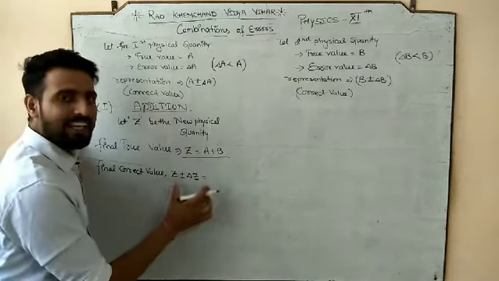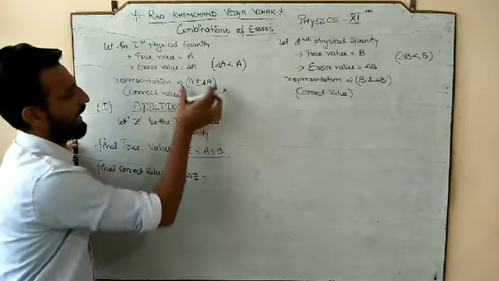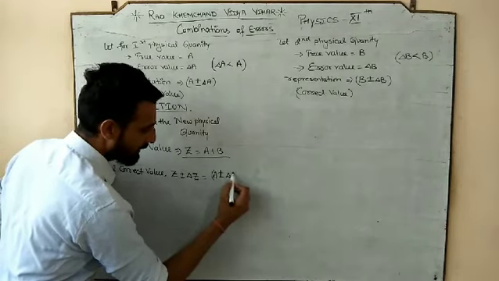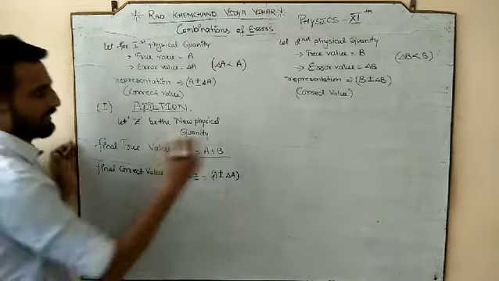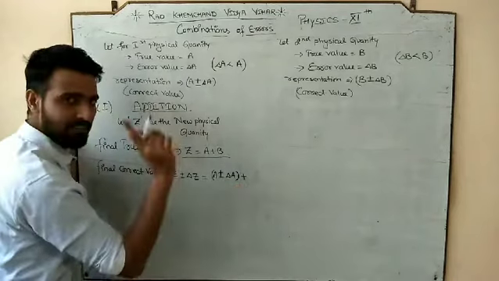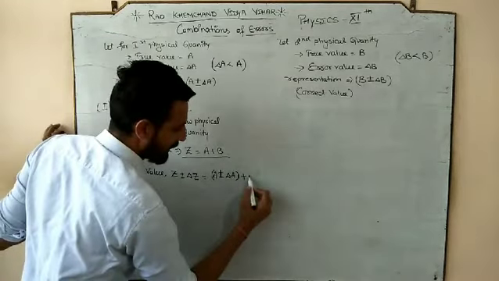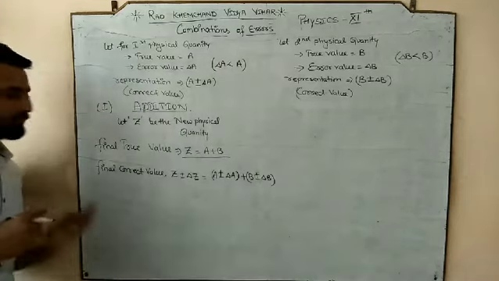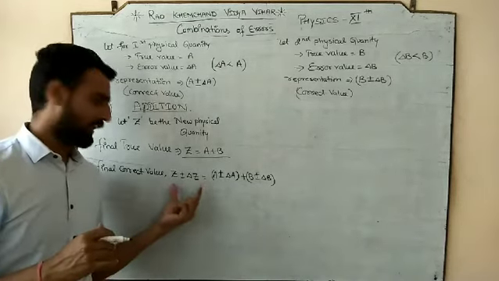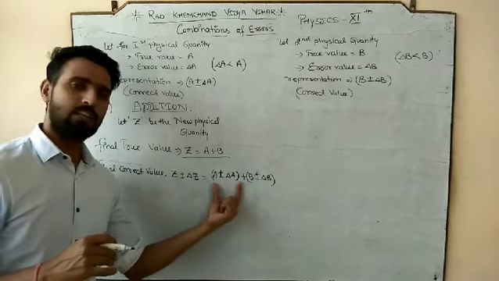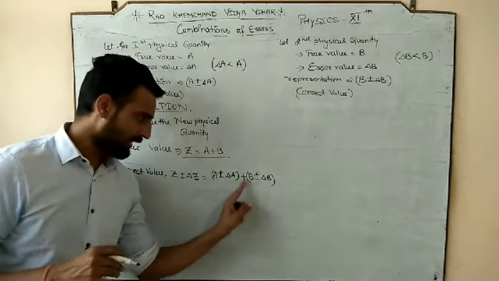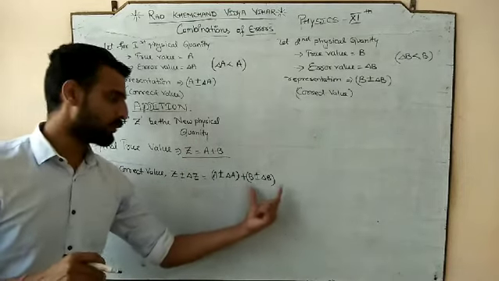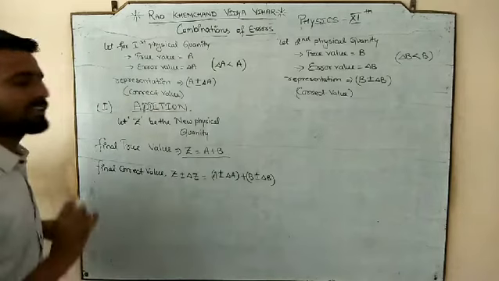But this is the addition process, so we have to add both the correct values. What is the correct value of the first? It is A plus minus delta A, plus the correct value of the second. So here we have the final correct value. Z plus minus delta Z is equal to the correct value of the first plus, this is the addition operation that we are applying between both physical quantities, the second correct value.